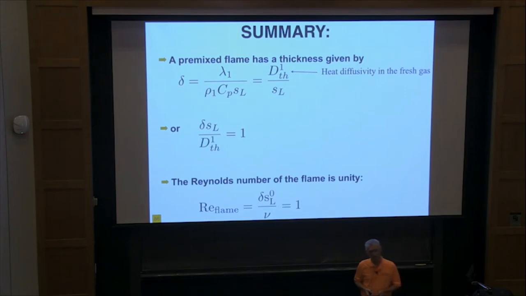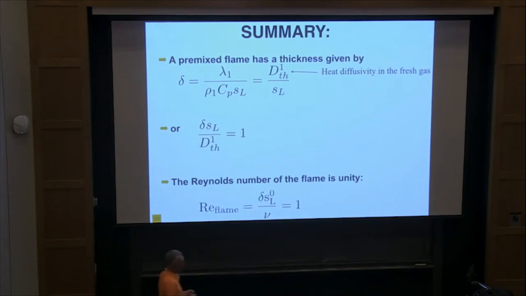So to summarize, the only thing you need to know if you don't want to spend your life working on asymptotics is that a premixed flame has a thickness proportional to the diffusivity of heat in the fresh gases, typically 1.6 times 10 to the minus 5, it's not much, divided by the flame speed. Note that if you don't remember this expression, it means that delta multiplied by SL divided by D equals 1. The Reynolds number of the flame is equal to unity.